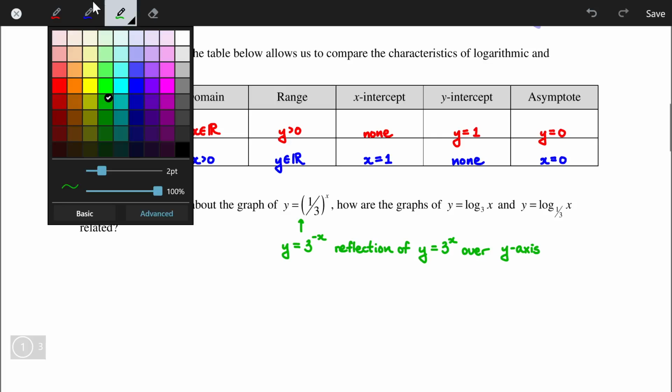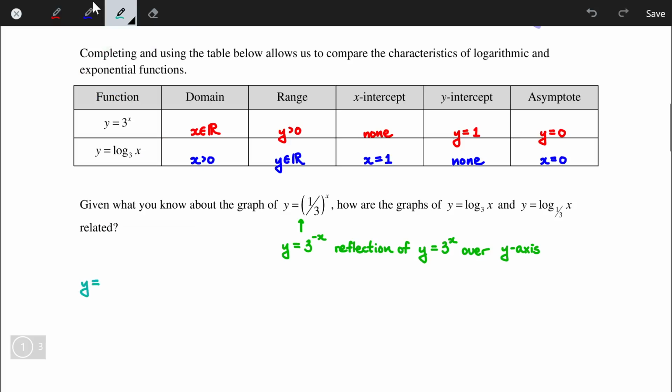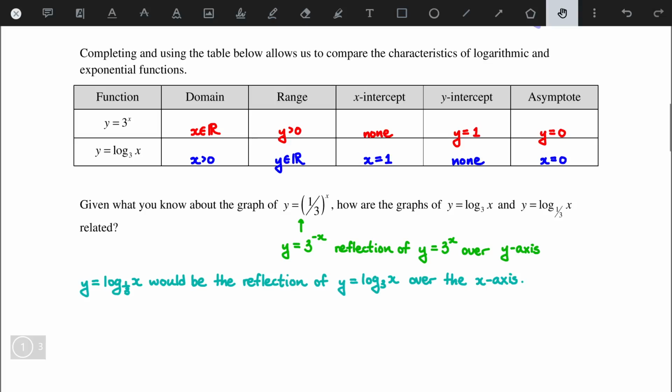So using that line of thinking, then y equals log base 1/3 of x would be the reflection of y equals log base 3 of x over the x-axis. Okay, so that was an introduction to the idea of the logarithmic function. Now we're going to move on to some transformations.